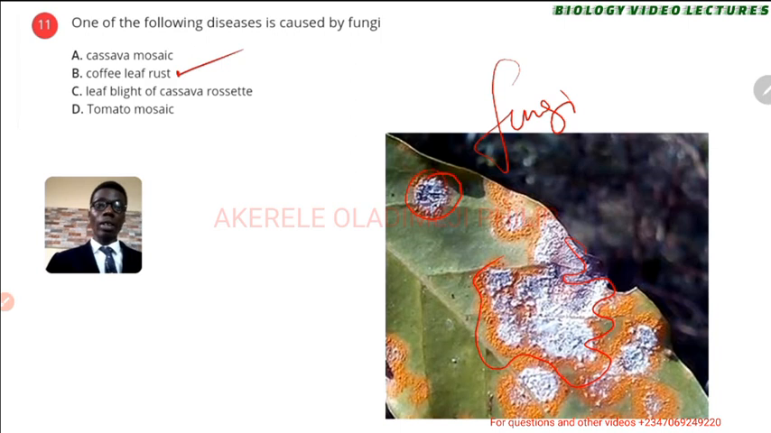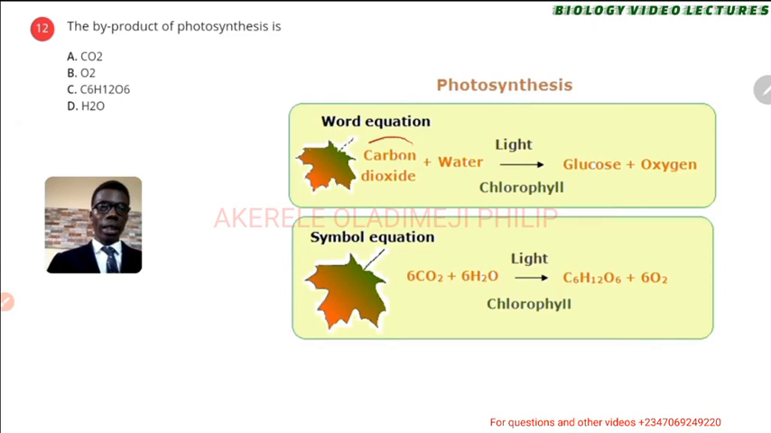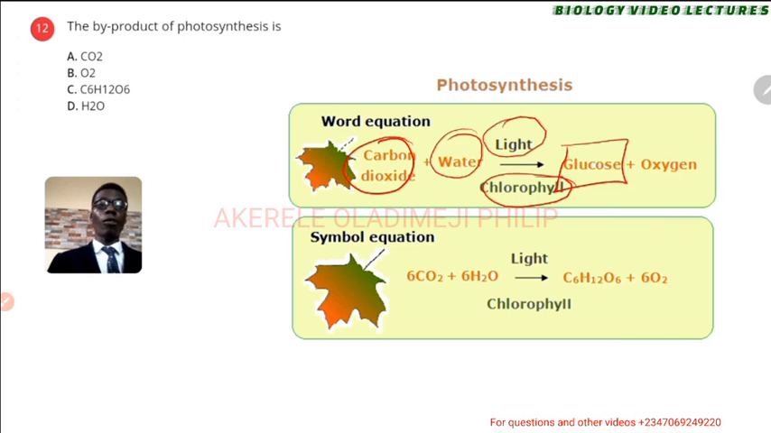All right, the byproduct of photosynthesis is, before we do that, let's look at this quickly. Now, normally, carbon dioxide, of course, combines with water in the presence of sunlight, which was attracted by chlorophyll to form glucose, really. So the product of photosynthesis is really glucose, while oxygen is the waste product. So the answer is going to be B.